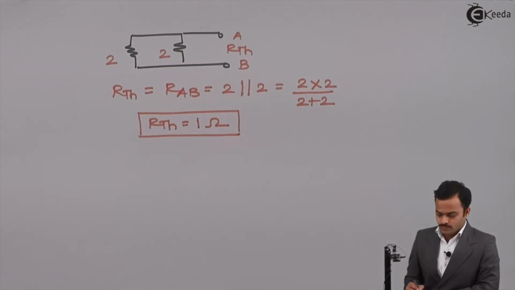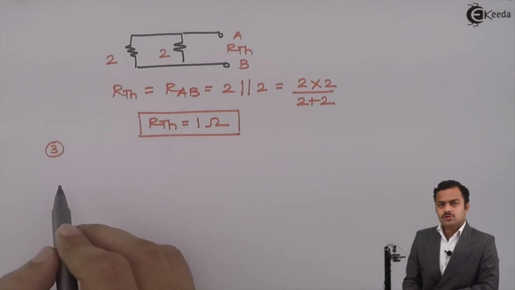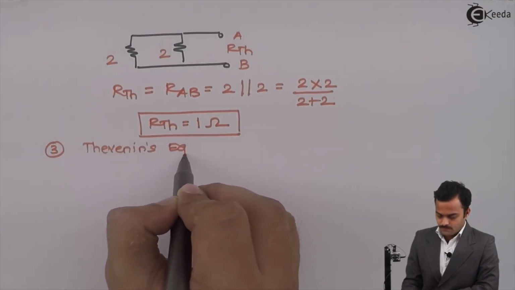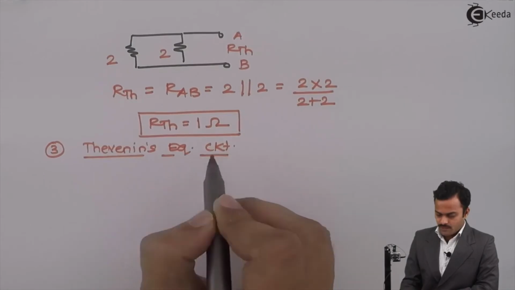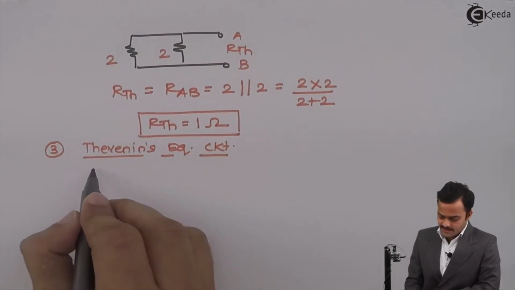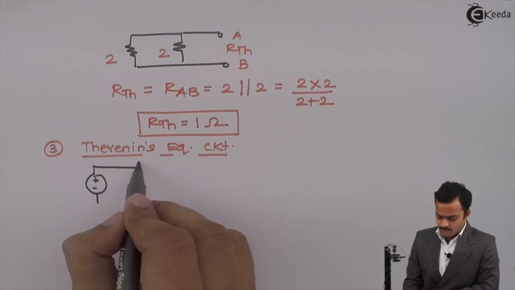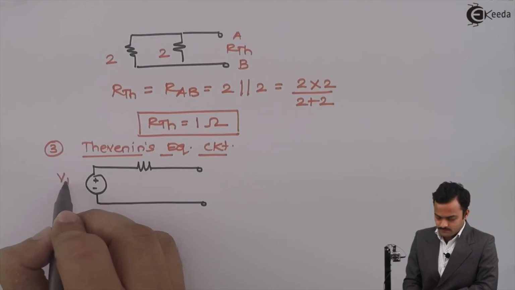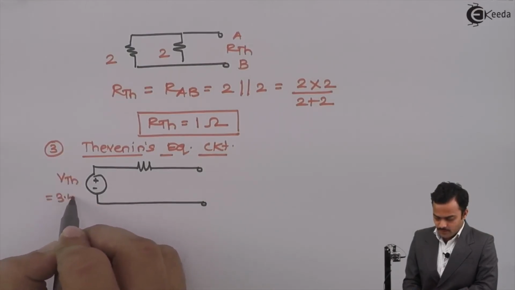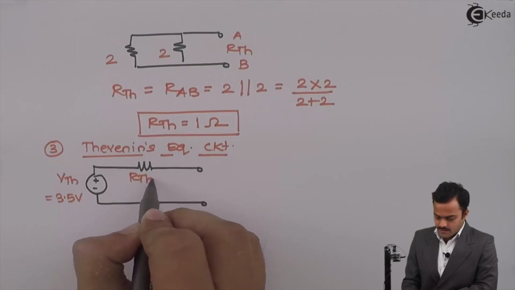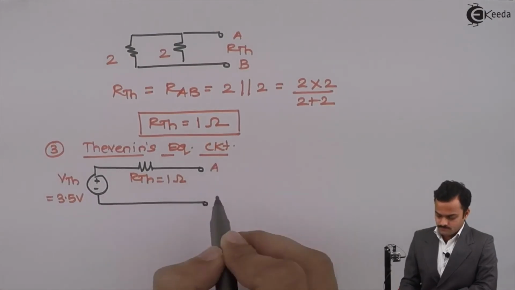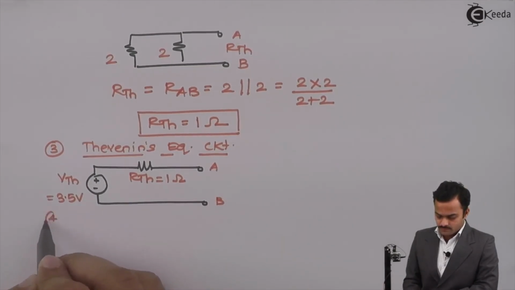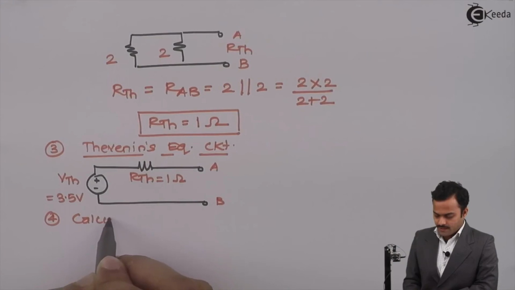Step number 2 is done. Third step, just to draw a Thevenin's equivalent circuit, having VTH and RTH in series. So VTH we have calculated as 3.5 volt and RTH is 1 ohm. These are the points A and B. Step number 4 is calculation of IL.